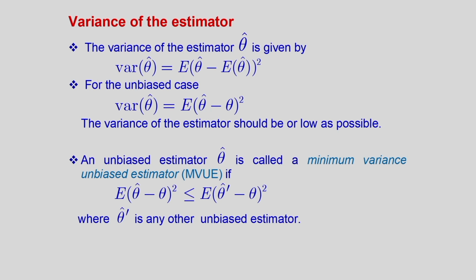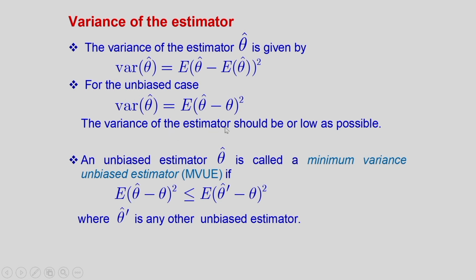So we considered the mean of the estimator, now we will consider the variance of the estimator. The variance of the estimator theta hat is given by this. Variance of theta hat is equal to E of (theta hat minus E of theta hat) whole square. That is the variance: the random variable and its mean. For the unbiased case, this variance of theta hat will be simply E of (theta hat minus theta) whole square, because E of theta hat is equal to theta.